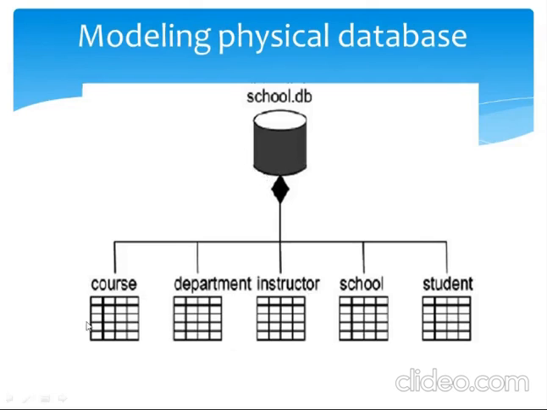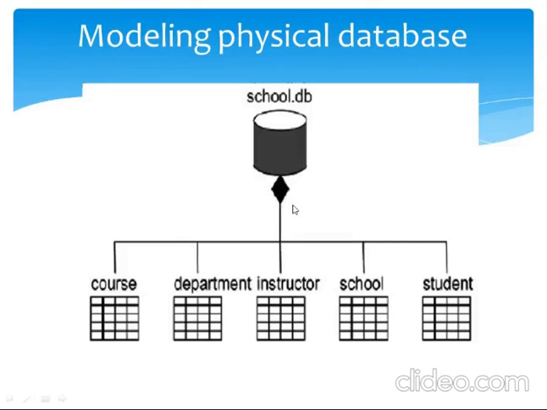The database contains some tables: course table, department table, instructor table, school table, and student table. All these are not dependent, they cannot exist independently without this school database. Without the school database, these tables cannot exist. That's why it is a composition notation.